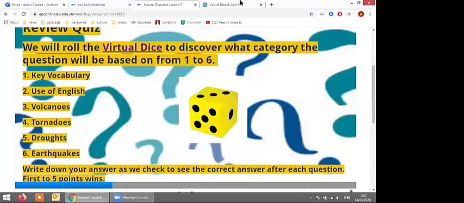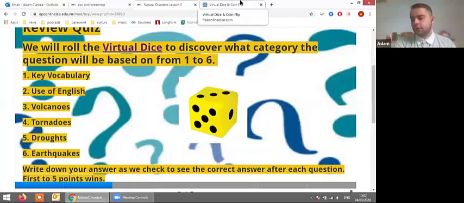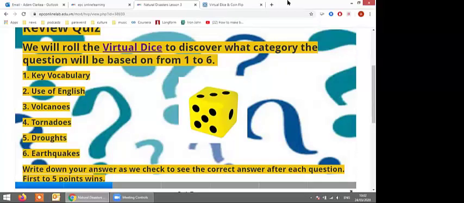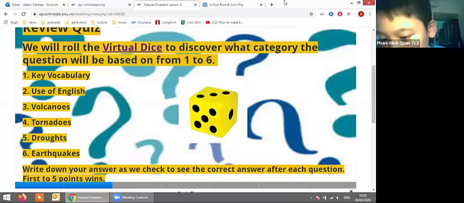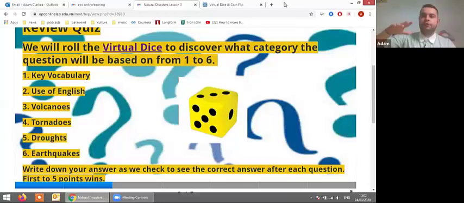Question number 5. Our topic, tornadoes. Your question is, what type of rain is caused by a tornado? So what type of rain that falls from the sky is caused by a tornado? You don't need to say the answer yet, just write it down because I want to say the answers all together. What type of rain that falls from the sky is associated, connected with a tornado?